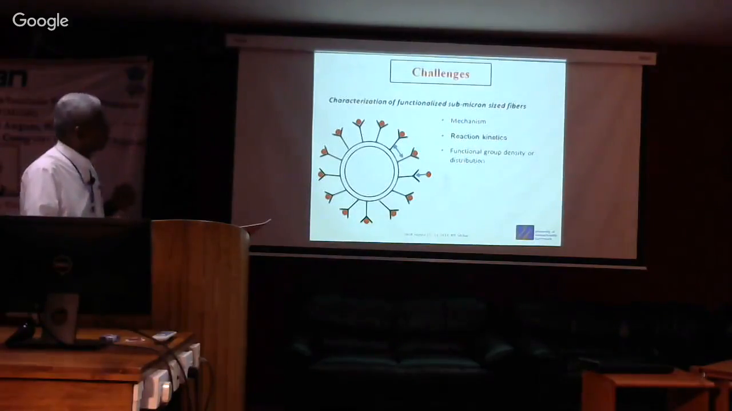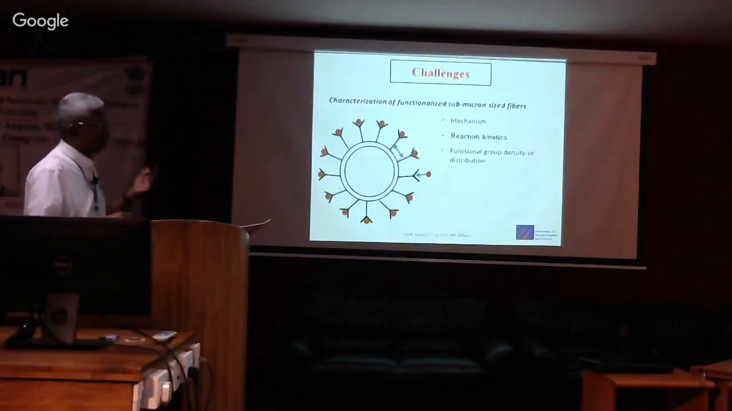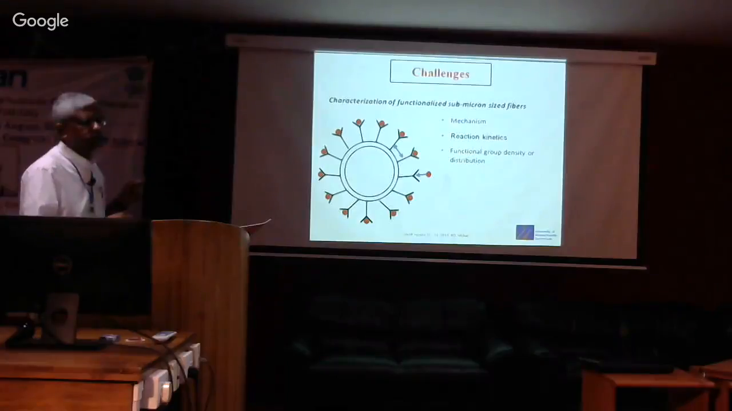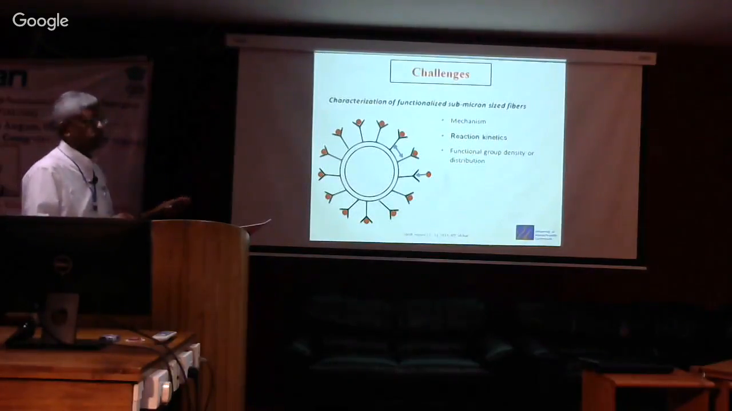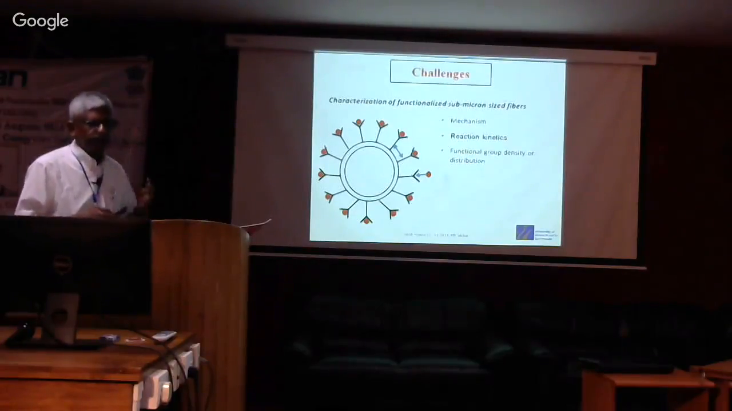And then the most challenging, perhaps, in our research at least, was the density or distribution. One day you spin and you do a functionalization, and you get, let's say, I'm making up numbers, 2 milliequivalents per gram. Another day, you do exactly the same process, you get 3 milliequivalents per gram. You're very, very happy. Third day, it becomes 1 milliequivalent per gram. So it's very difficult to control.